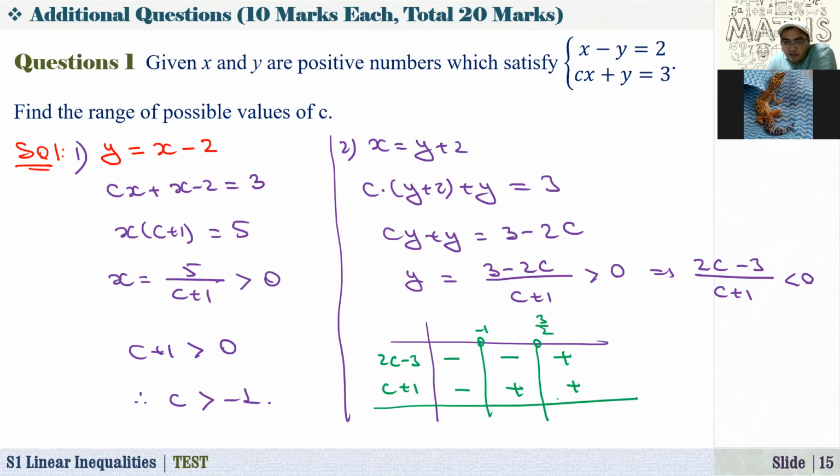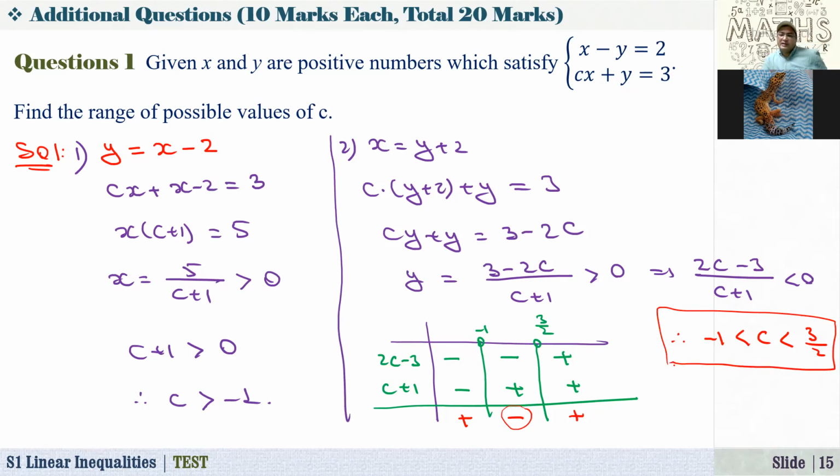So what is the overall result? Here we have minus minus, it is plus, then minus, then plus. So we need the negative part, which means the solution is here: c must be greater than negative 1 and less than 3 over 2. And the first condition is c is greater than negative 1, so it satisfies both. So the range of possible values of c is between negative 1 and 3 over 2.